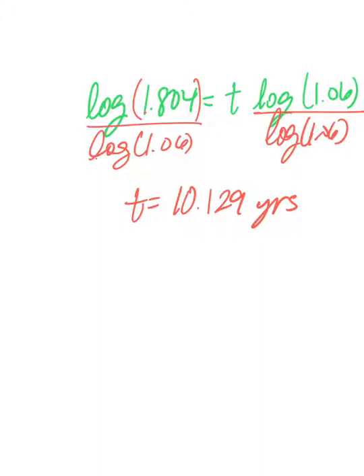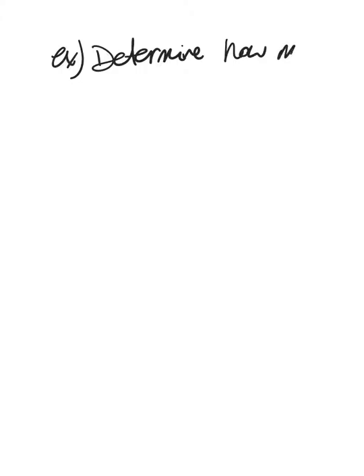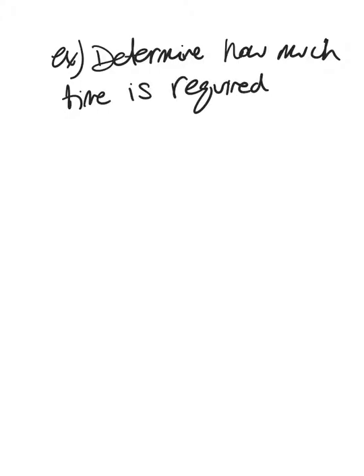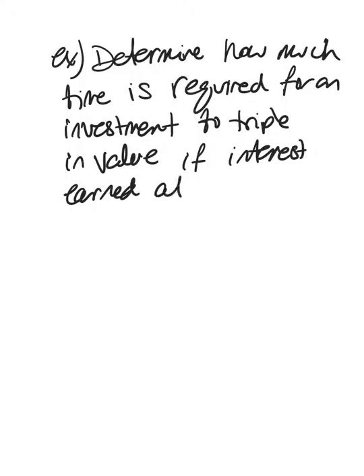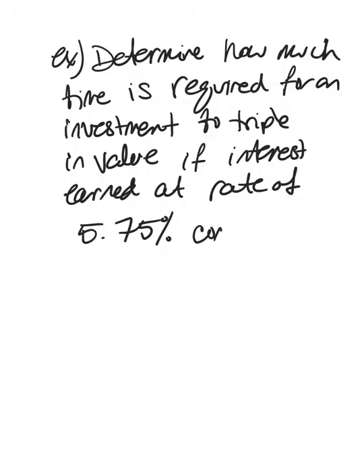Let's do another type of word problem example you guys will see on your homework. Determine how much time is required for an investment to triple in value if the interest earned at a rate of 5.75% is compounded continuously.